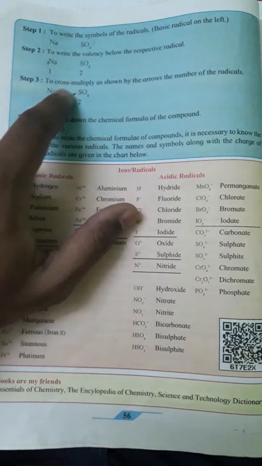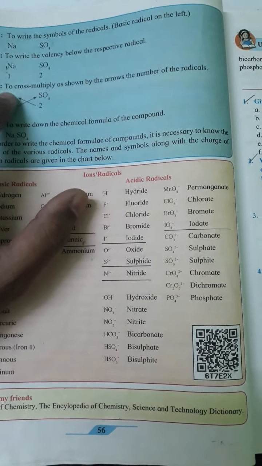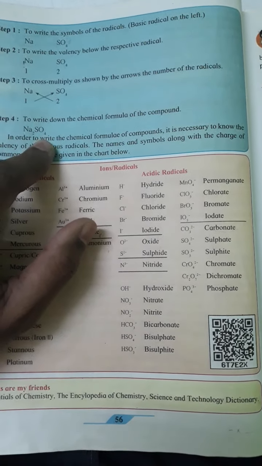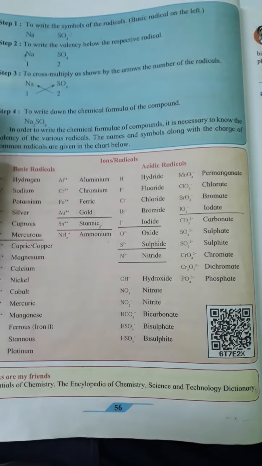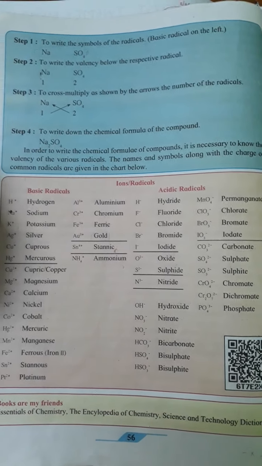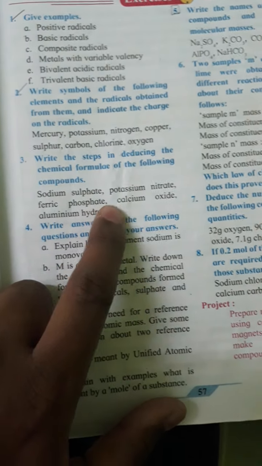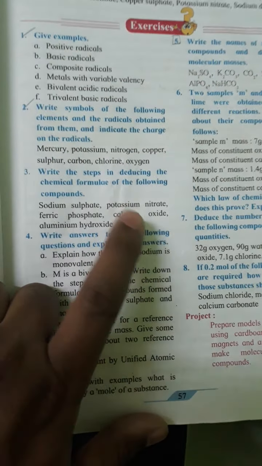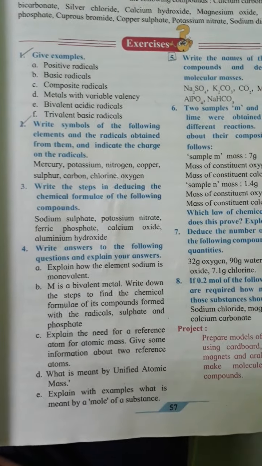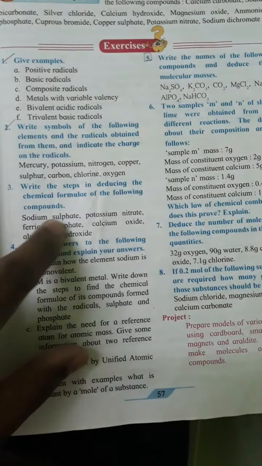After writing the valency, the third step is to cross multiply by the valency. So this 2 multiplies Na and SO4 is multiplied by 1. So you get Na2SO4, which is nothing but sodium sulfate. In the same way, we can obtain the formula of calcium oxide, potassium nitrate, ferric phosphate, etc. Calcium oxide I have also explained in the measurement of matter part 6 video at the end part. You can see that. In this way you have to do all the others.